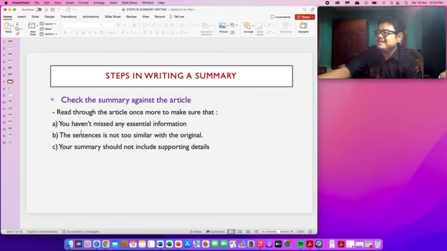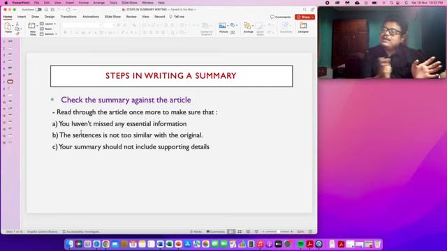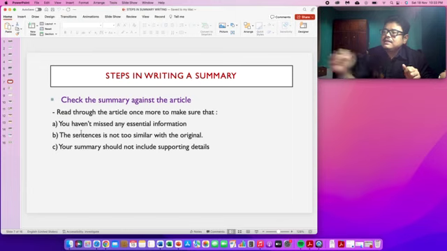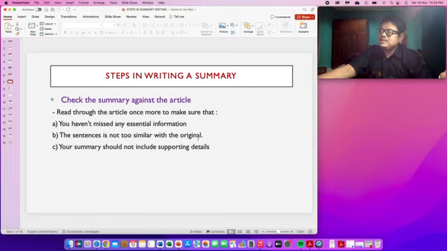And then lastly, check the summary against the article. You have to check whether you have taken everything that is important in the original article, and you also have to look at whether the sentences are too similar to the original.